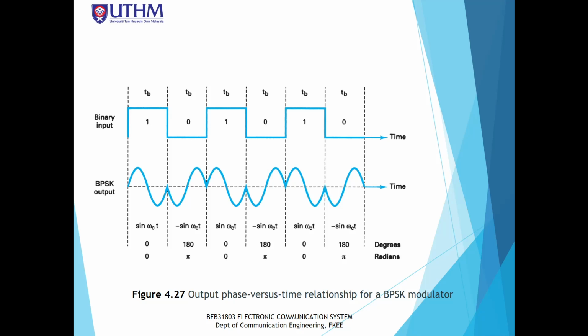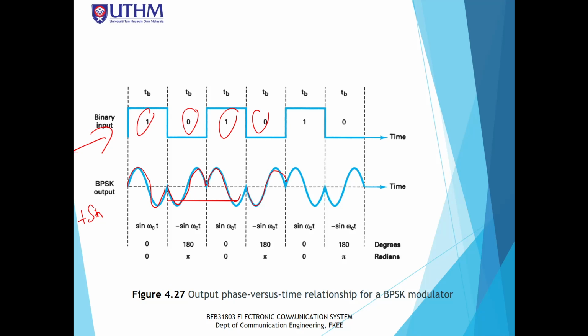And this is the BPSK signal. Okay, so perhatikan atas ini adalah input 1010. Dan untuk input bit 1 akan menghasilkan positive sign. Okay, positive sign like this. Input logik kosong akan jadi negative sign. Logik 1 positive sign, logik kosong negative sign.